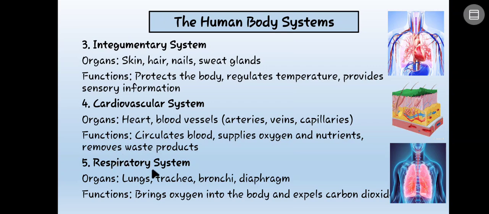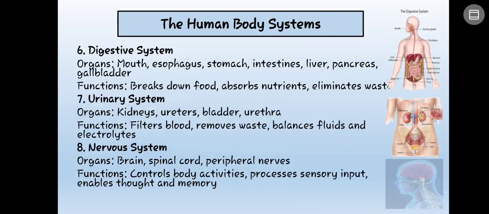Now, the respiratory system. The respiratory system is made up of the two lungs, the left lung and the right lung. We have the trachea, the bronchi, the bronchioles, the diaphragm. The functions of the respiratory system are to bring oxygen into the body and expel carbon dioxide from the body.